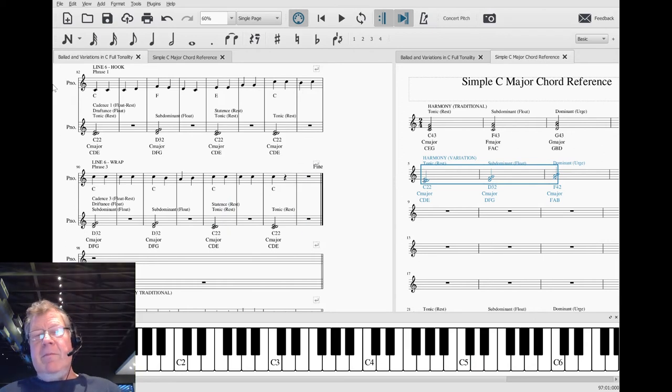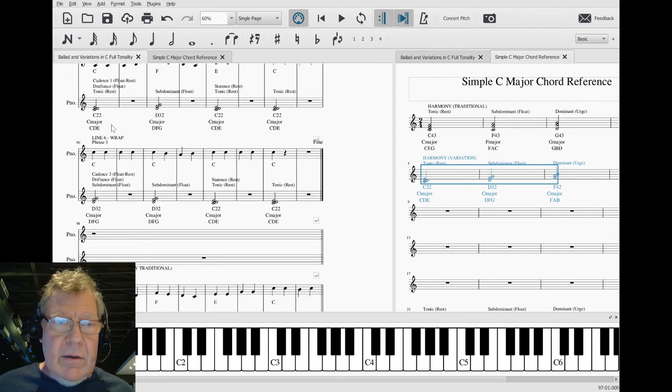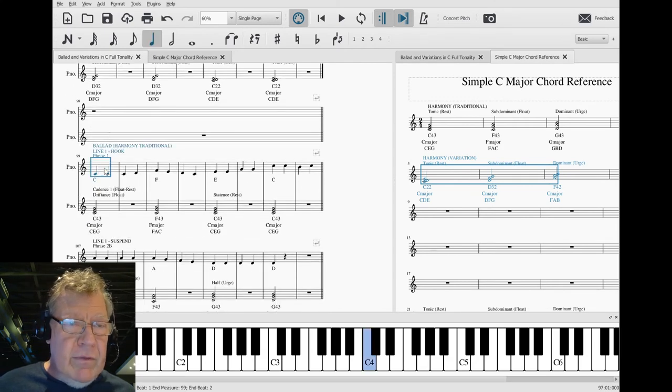And for comparison purposes, that's the variation, and then here is the traditional version.